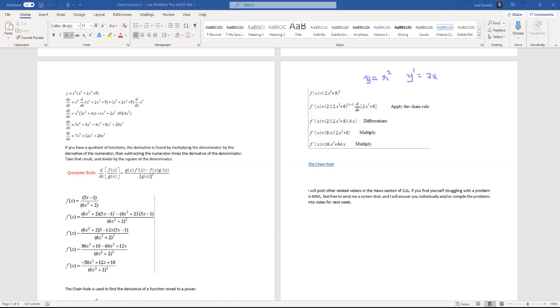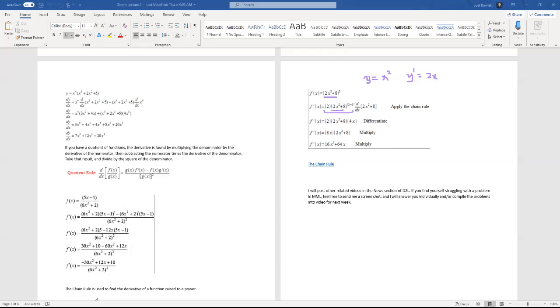But this is not the case. This is not x to the power of 2. This is actually a function to the power of 2. So we do the power rule in the first step. In other words, we take the exponent down, we multiply it by the function, we raise that to the power of, in this case, 2 minus 1.